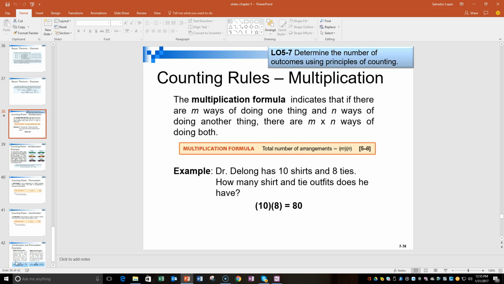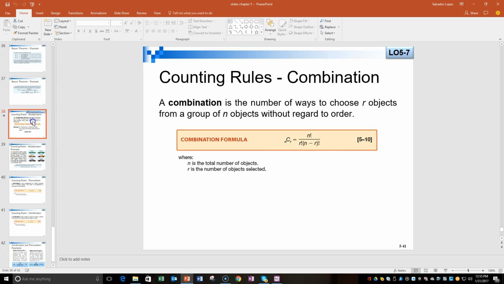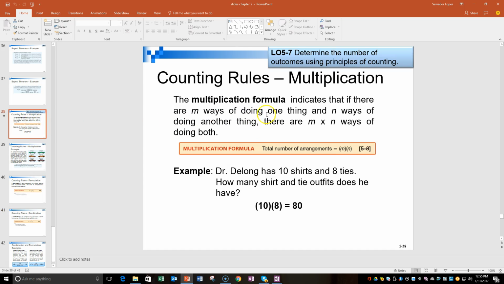In section 7 of chapter 5, we have the counting rules: the multiplication rule, the permutation, and the combination. The multiplication formula indicates that if there are m ways of doing one thing and n ways of doing another thing, there are m times n ways of doing both. The total number of arrangements is equal to m times n.